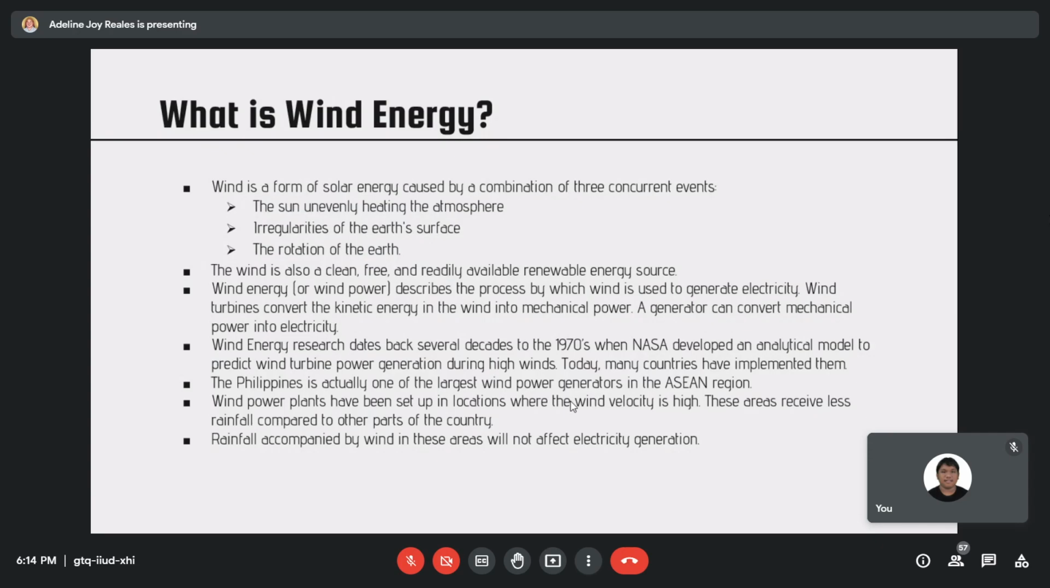So wind power plants have been set up in locations where the wind velocity is high. These areas receive less rainfall compared to the other parts of the country. Rainfall accompanied by wind in these areas will not affect electricity generation. However, in the event these areas experience heavy rain continuously, power generation will decline. There will be a steady drop in electricity generation. Next po.